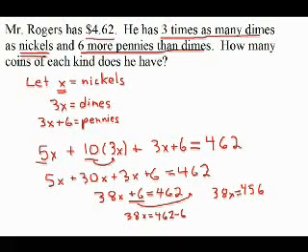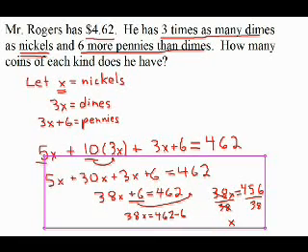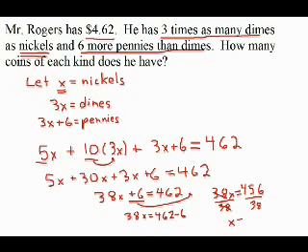And now we're going to get rid of that times 38 by dividing by 38. If I divide this side by 38, I have to divide this side by 38. Multiplying by 38 and dividing by 38 essentially cancels itself out. And 456 divided by 38 equals 12.